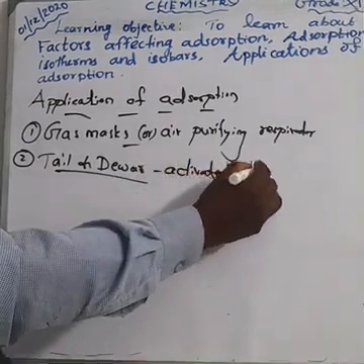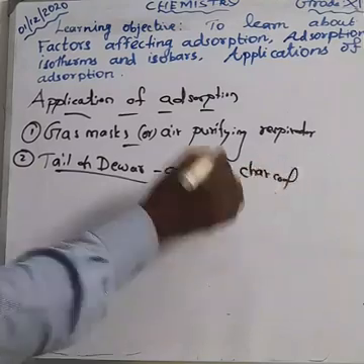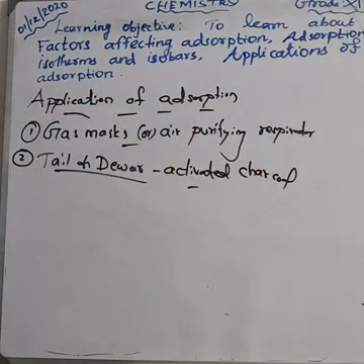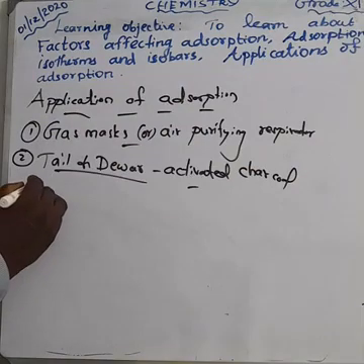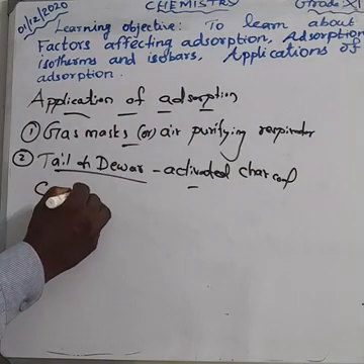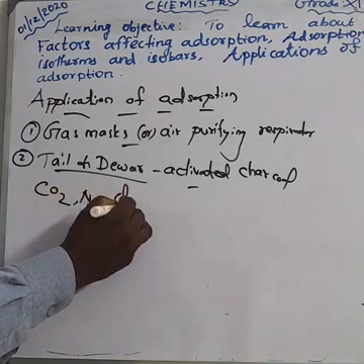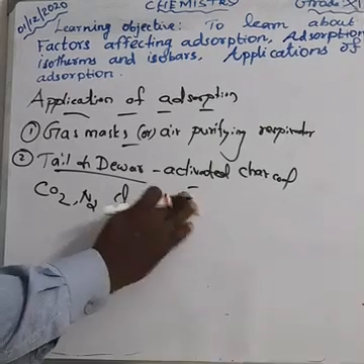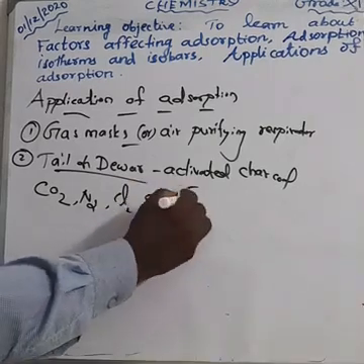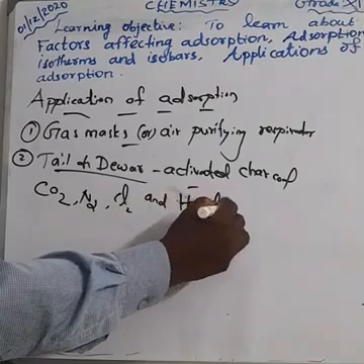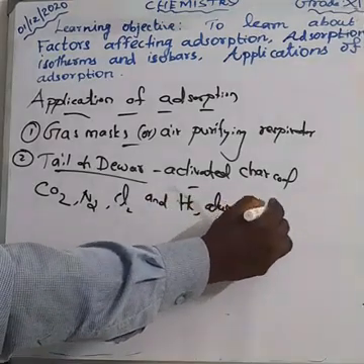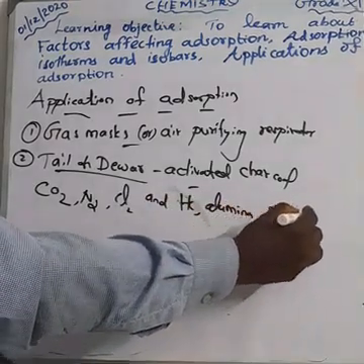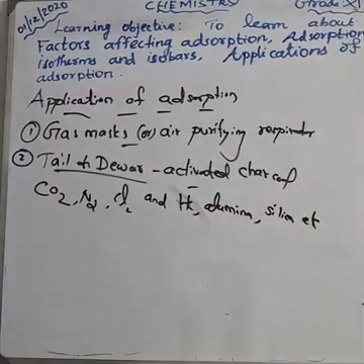Activated charcoal. Here, for dehydrating and also purifying gases, some of the gases like carbon dioxide, nitrogen, chlorine, and also helium, alumina, silica, etc. These are the gases that can be purified.